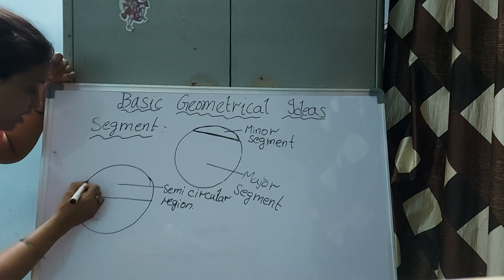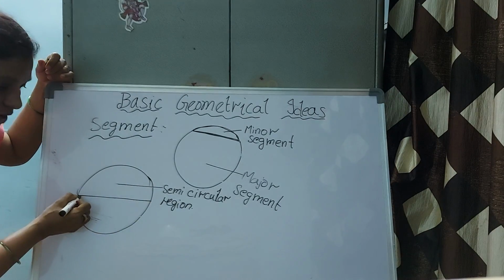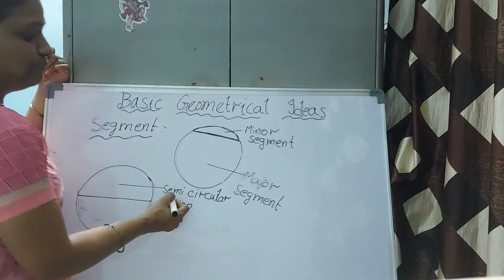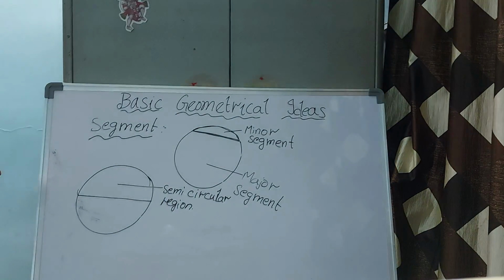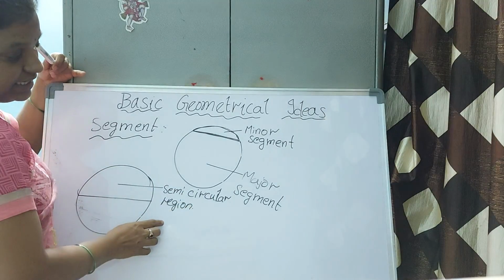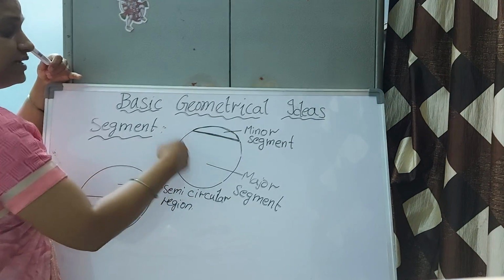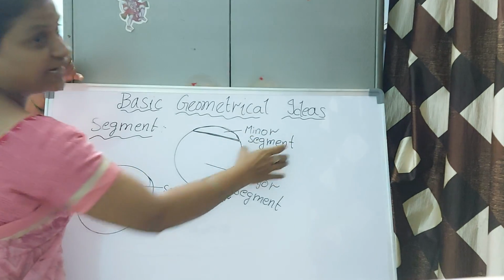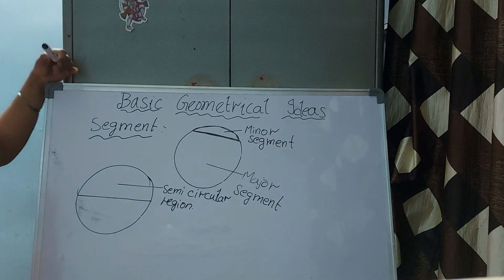This is also one arc and one chord. Here also one arc and one chord. But we simply call it a semicircular region, because it is half. But if the circle is enclosed with an arc and a chord, we call it a segment, minor segment or major segment.